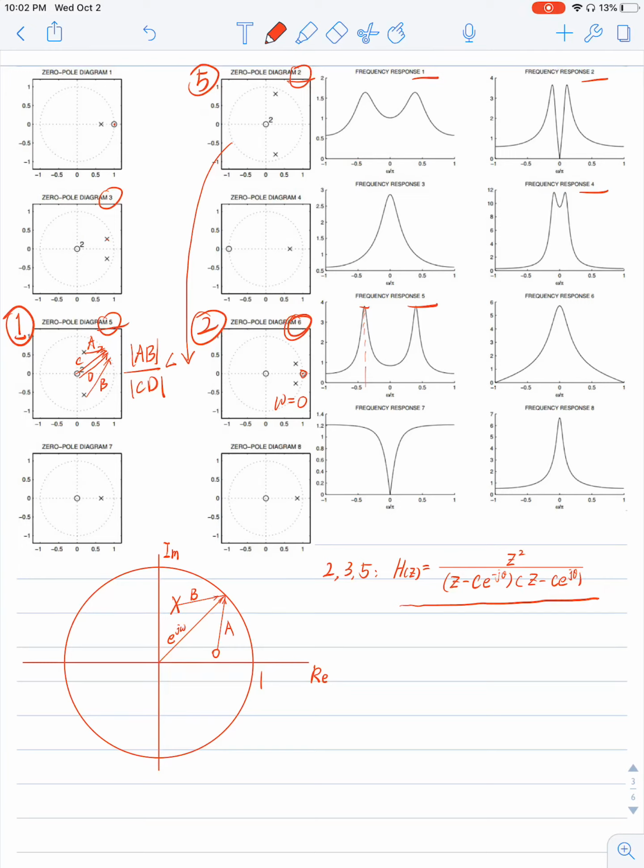The resonant peak happens at a lower frequency for diagram 3, so that can only be frequency response 4.